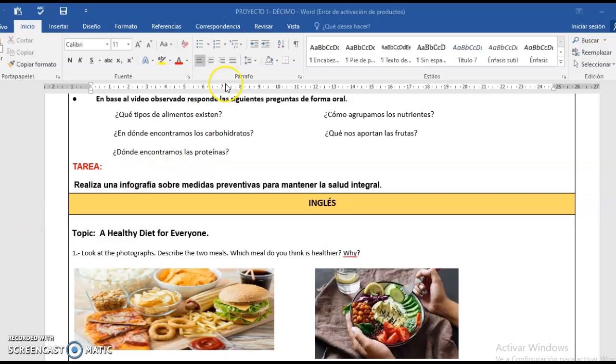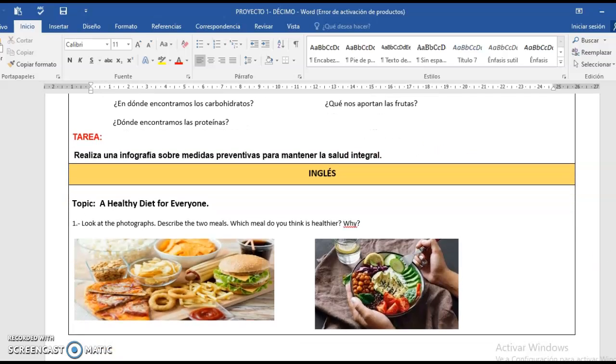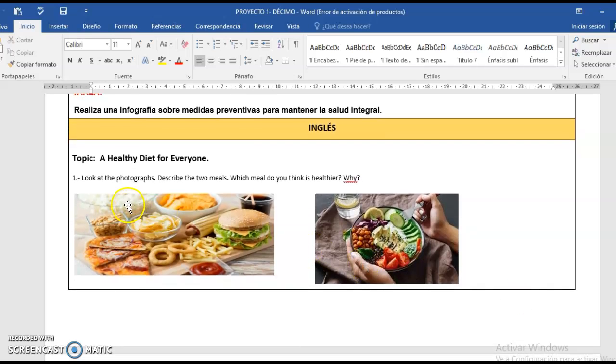Today I have the activity of Proyecto Interdisciplinario number 1 for 10th grade. Today I have opened my document, and you will find a document like this in your WhatsApp group. On page 13, 14 and 15 we can find the English activity. Let's get started. A diet for everyone.